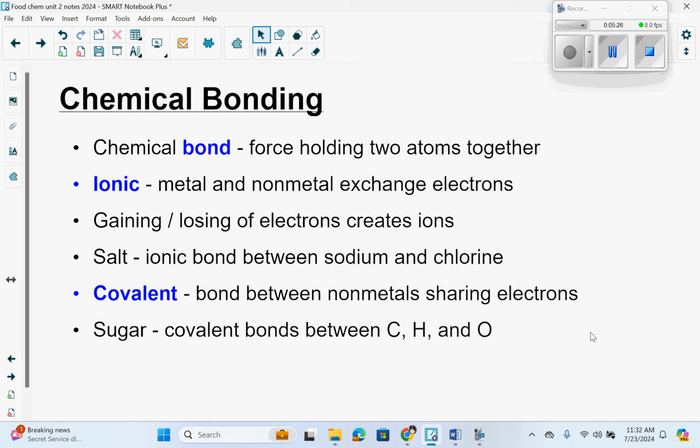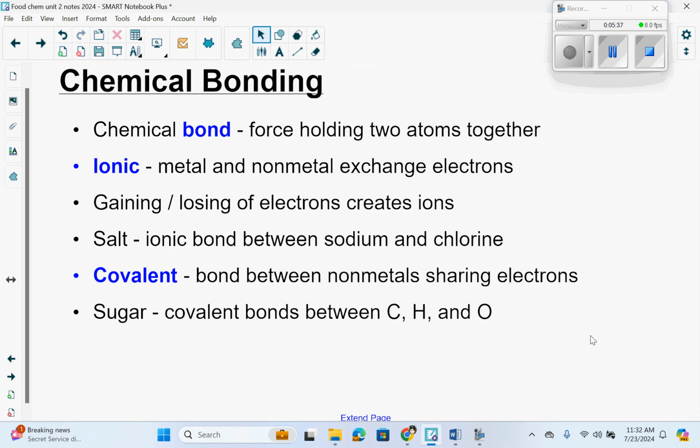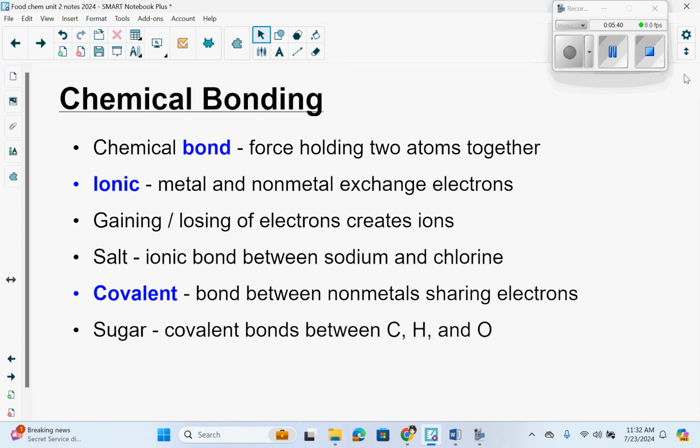Salt is a great example of an ionic bond between sodium and chlorine, and we'll talk about salt. Covalent bonds are bonds between nonmetals that share electrons, and we will look at some covalent bonding. Sugar, for example, has covalent bonds between carbon, hydrogen, and oxygen.